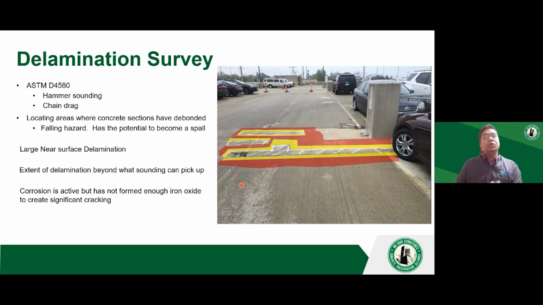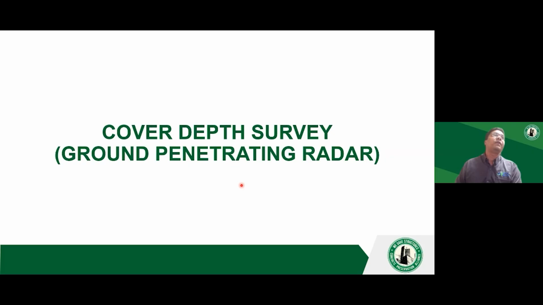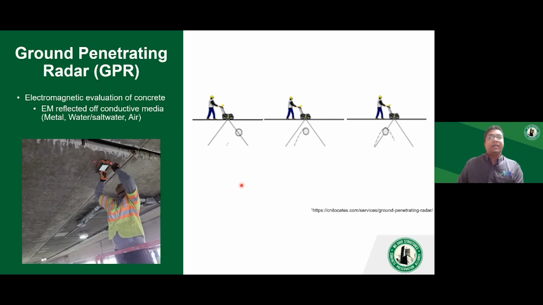So in addition to visual inspections and delamination surveys, you often use different techniques. One of them is ground penetrating radar. GPR is a very simple electromagnetic tool where you send electromagnetic waves into the concrete and you analyze the reflections coming back from any of the steel present or any of the interfaces that are present in the concrete.